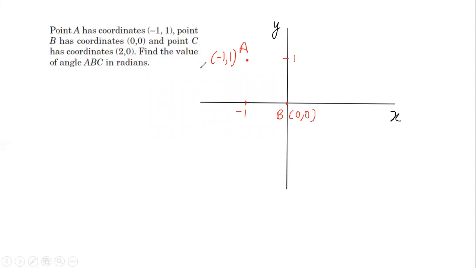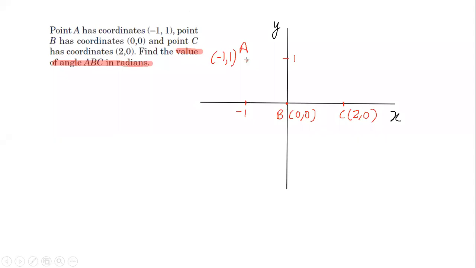Then we have point C, which has a coordinate of 2, 0. That means x is 2 somewhere here and y is 0. So that's coordinate C, which has a coordinate of 2, 0. So I've figured out all the 3 points. They're asking me to find the value of angle ABC in radians. So that is very important, guys. You have to read this very carefully. So first of all, I have to figure out the value of angle ABC, and then I'll convert it into radians.